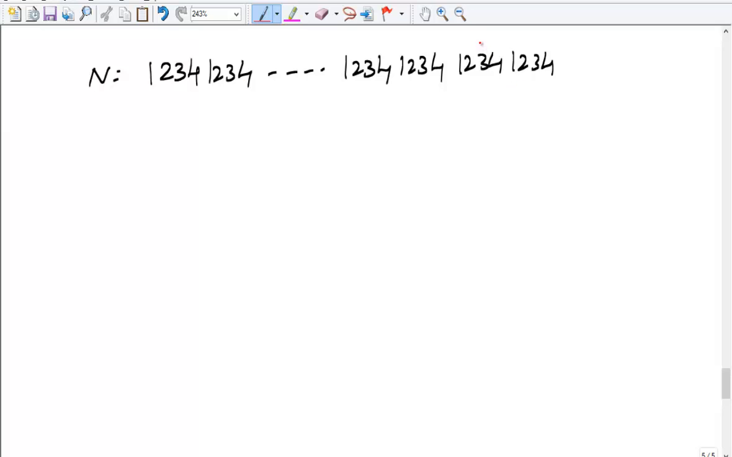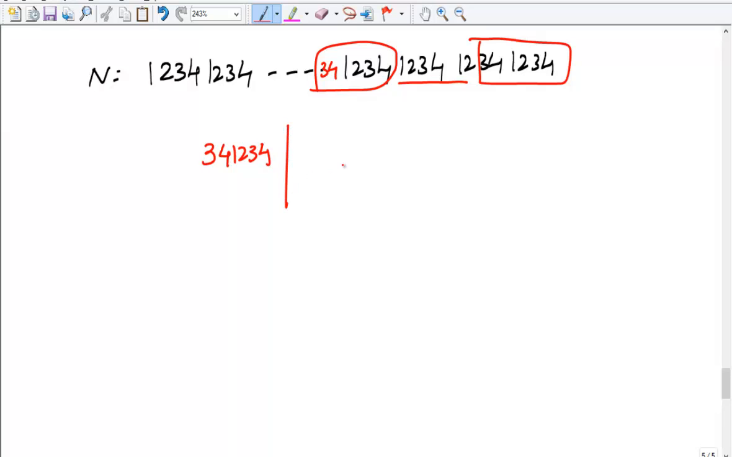Now the club size is 6, it's going to be 3, 4, 1, 2, 3, 4. Next one is 1, 2, 3, 4, 1, 2. Next one is 3, 4, 1, 2, 1, 2, 3, 4. So one club value is going to be 3, 4, 1, 2, 3, 4. The next club value is going to be 1, 2, 3, 4, 1, 2.